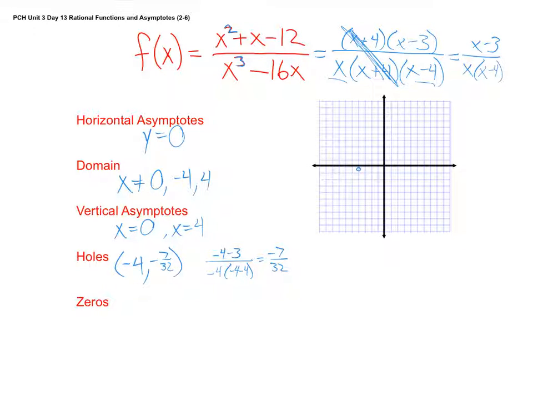And then the zeros are all going to make the numerator 0. So x minus 3 is 0. So that's x equals 3. So we know we have the point 3, 0 on our graph. Okay? So let's look at everything we've got. Our horizontal asymptote is at y equals 0.